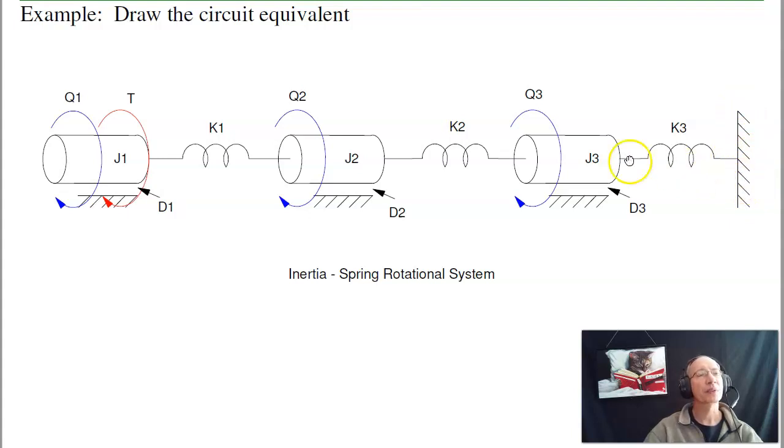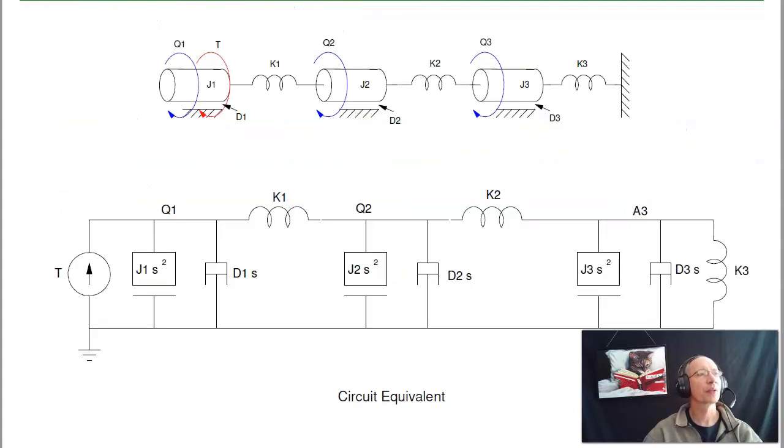To come up with the dynamics for this system, do the same thing we did with the mass spring system. Draw the circuit equivalent, and then write the node equations. So to draw the circuit equivalent, I've got three inertias. That's three inertias to ground. Again, from Einstein's theory of relativity, all inertias are relative to a non-accelerating reference frame, ground.